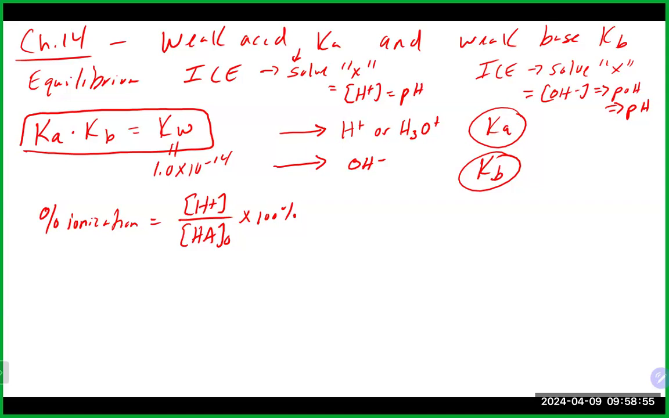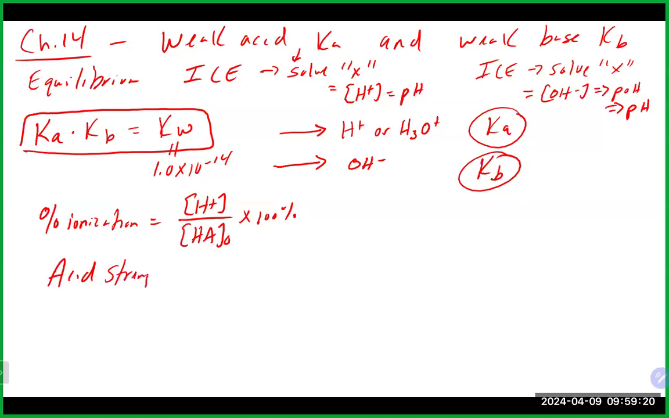This is also essentially how we check our assumption. When we make our assumption that X is equal to 0, this is essentially how you check it. And the idea here, if it's less than 5% ionized, then it's okay. If it's greater than 5% ionized, there's going to be a significant amount of change that's occurring and you can't really use it. We finished up, I think, talking about acid strength and a little bit of some things that you look at.